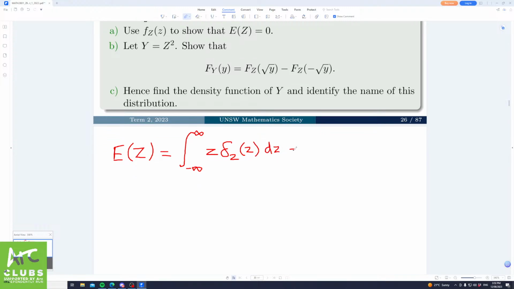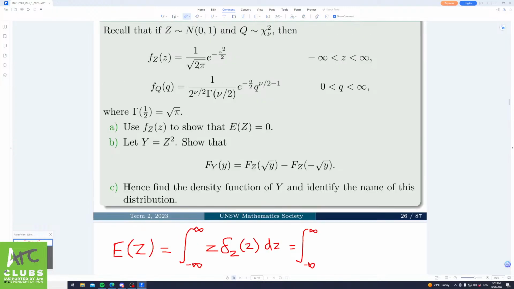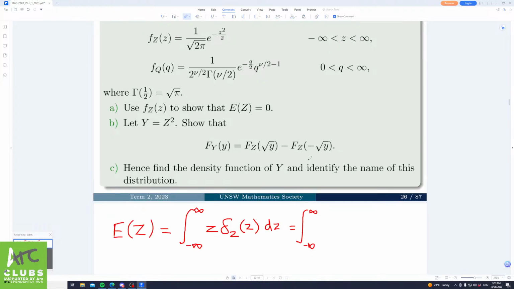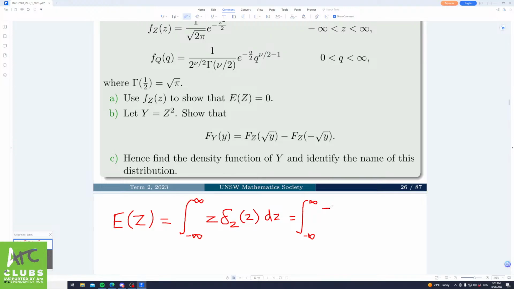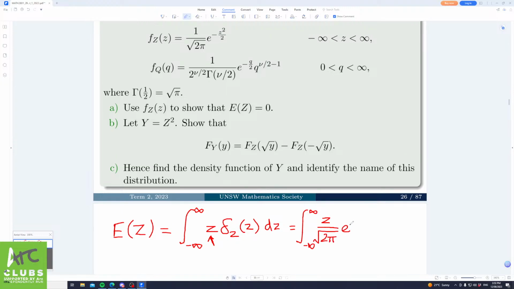And in this case, they give us the PDF. They tell us it's 1 on root 2 pi, but I'm multiplying that by z over here. So it's going to be z on root 2 pi e to the negative z squared on 2.